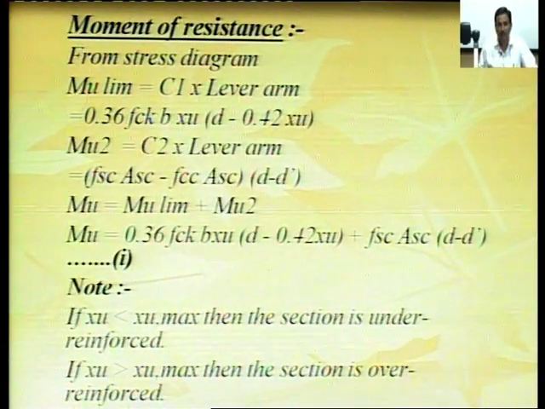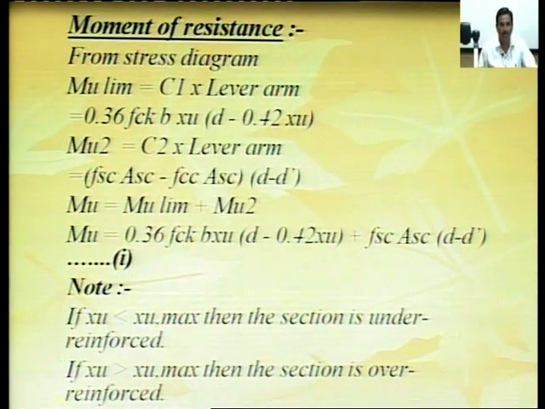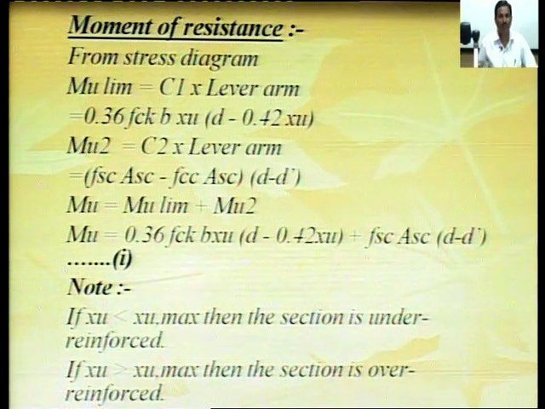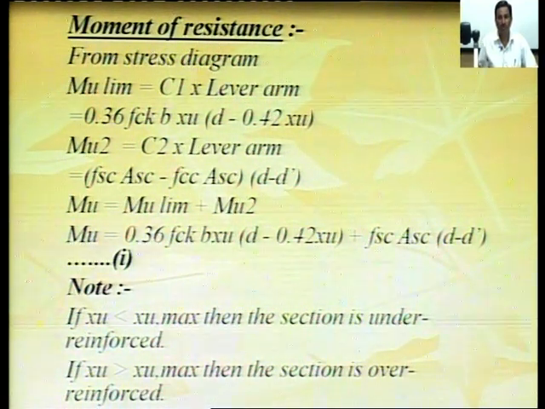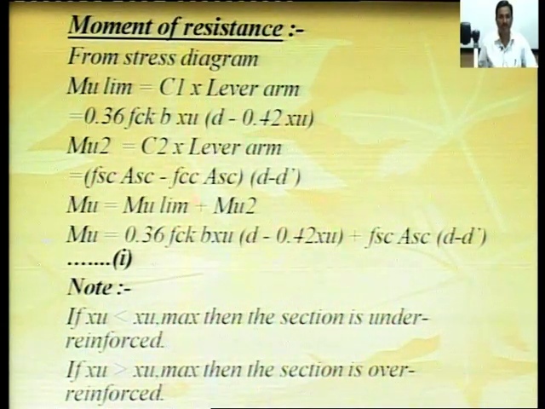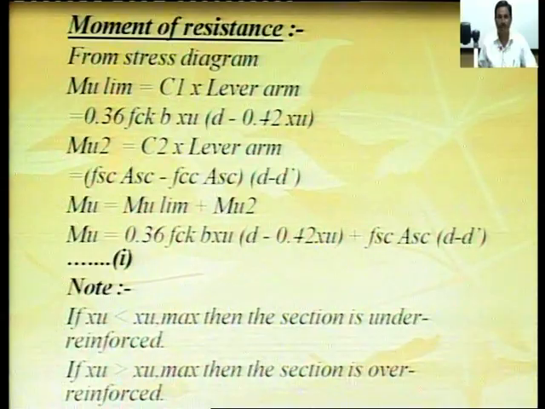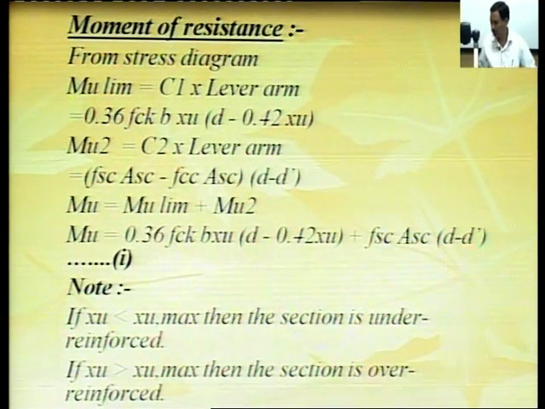Next topic is moment of resistance. First, Mu limiting, the moment of resistance, is C1 into lever arm. So, C1 is equal to 0.36 fck b xu, into the lever arm for C1, which is d minus 0.42 xu.